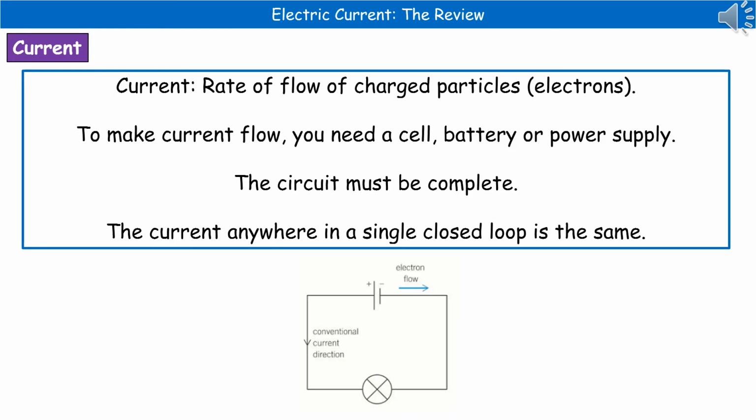When we refer to electric current, this is the rate of flow of charged particles or electrons. In order to make that current flow, we need some kind of a power supply, a cell, a battery, or one that plugs into the mains. Your circuit must be complete, and the current anywhere in a single closed loop is the same. So wherever you place an ammeter, same reading.